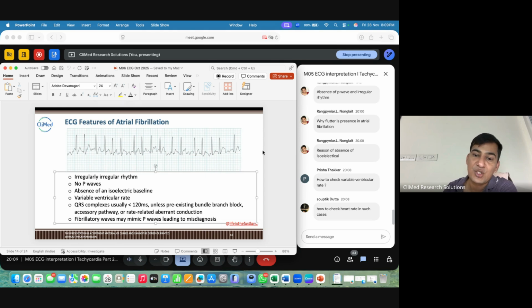Heart rate in such cases, you can calculate the average. You can calculate the average heart rate in this, or the machine usually gives the heart rate. Average heart rate we calculate in this.